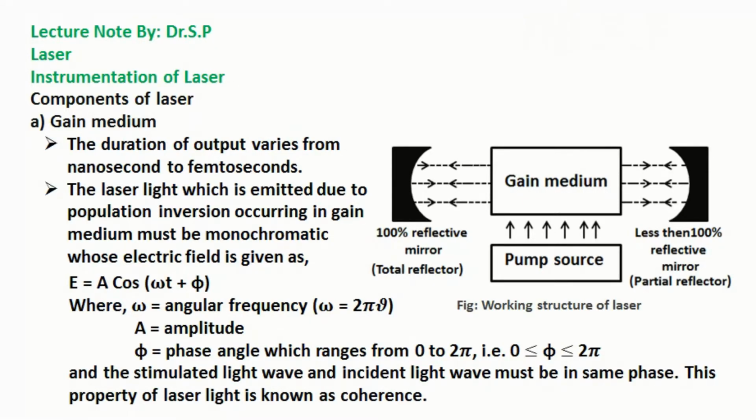The laser light which is emitted due to population inversion occurring in the gain medium must be monochromatic, whose electric field is given as E = A cos(ωt + φ), where ω is the angular frequency, ω = 2πν, A is the amplitude, and φ is the phase angle, which ranges from 0 to 2π, that means 0 ≤ φ ≤ 2π. And the stimulated light wave and incident light wave must be in the same phase. This property of laser light is known as coherence.